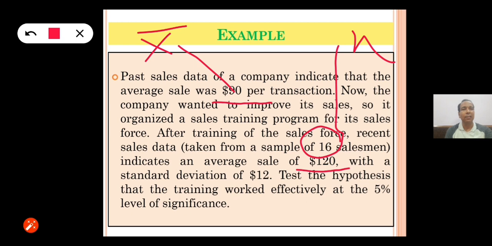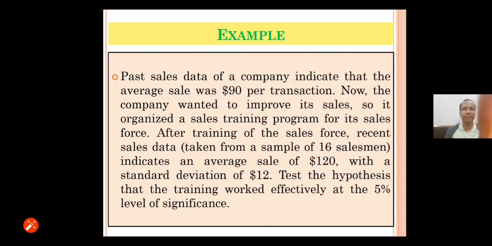This is the sample mean. Sorry, let me correct it. Here 90 is the population mean. Now let's see in the problem.